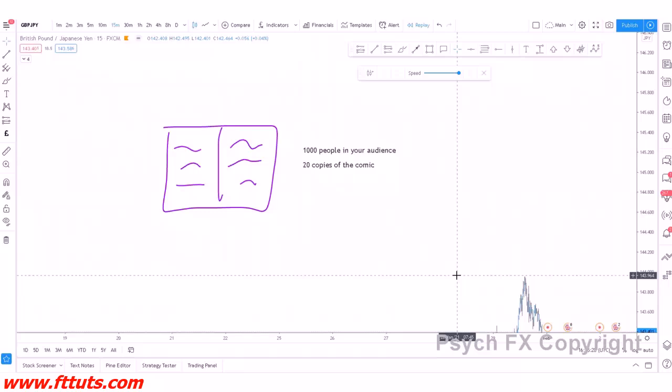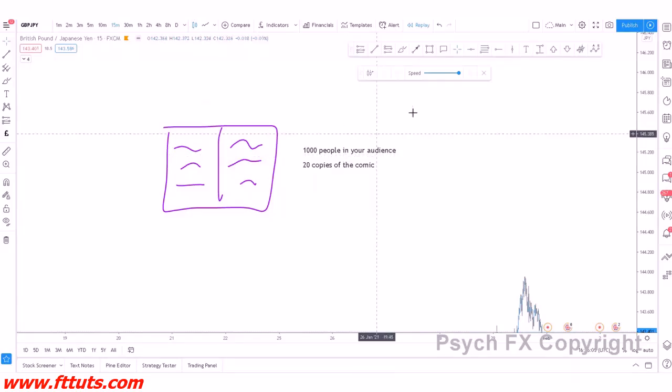Okay, so in order to first of all explain what supply and demand is, I like to use just a comic book analogy. Let's say you have a particular audience, maybe you've got a blog all about different comics. And you have created a very specific comic, and you've created 20 copies of it, and you're not going to make any more copies for another few months. And you have, let's say, 1,000 people in your audience who want to buy that comic, but you've only got 20 copies. What does that mean?